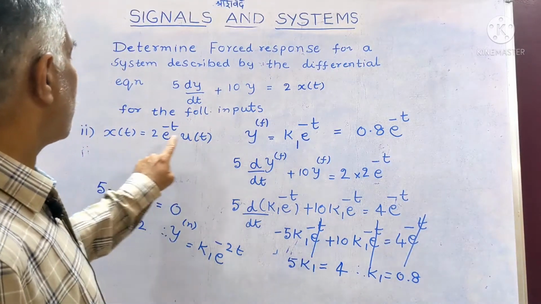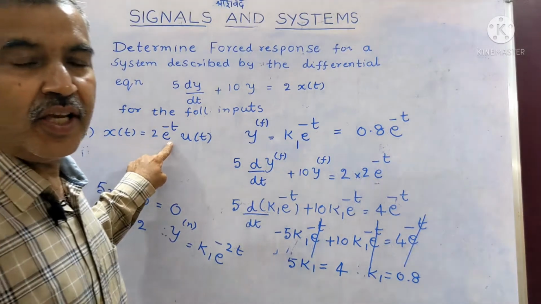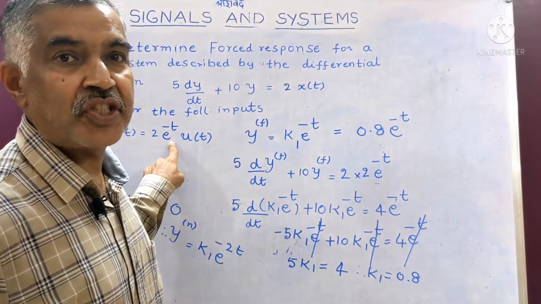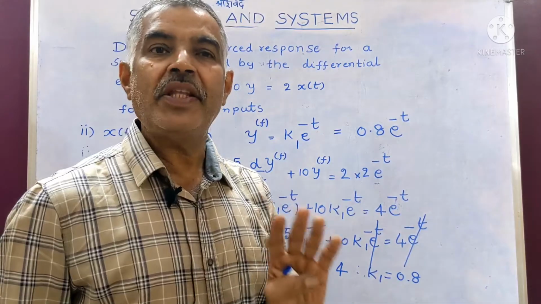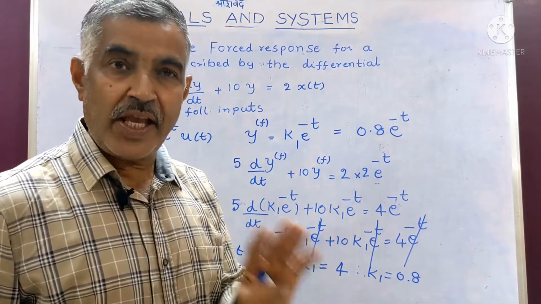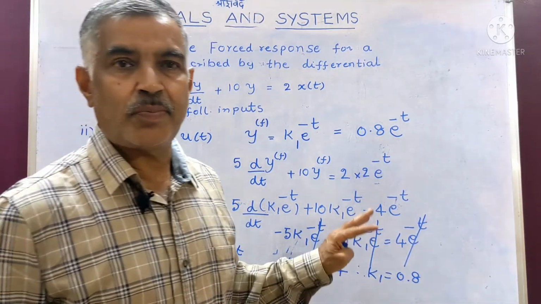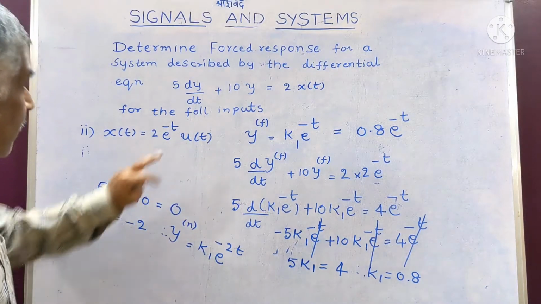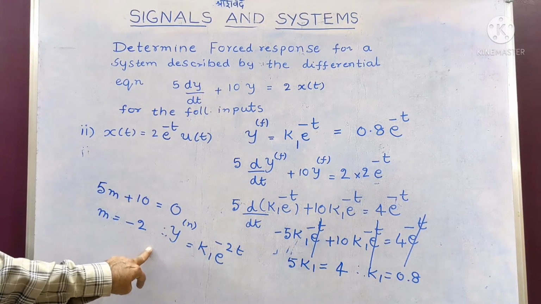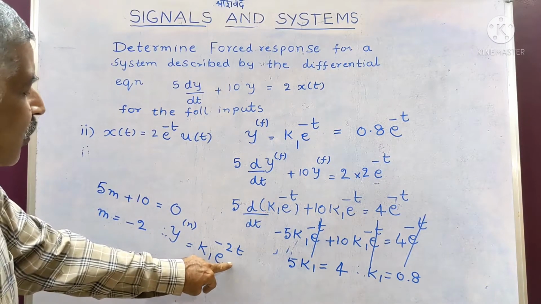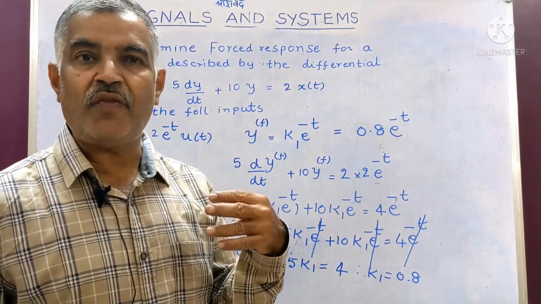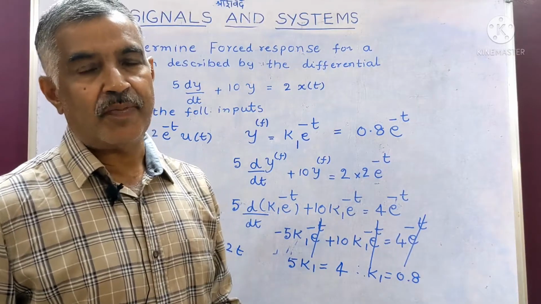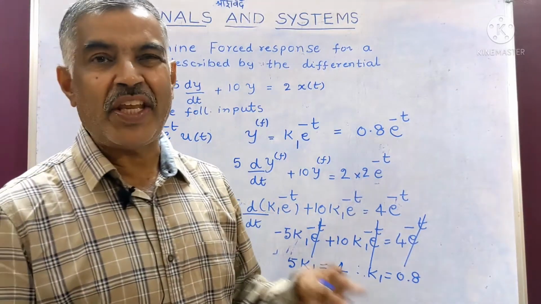Now look into the input. The input contains e power minus t. So that e power minus t should not be there in the natural response. See, in this same problem, the natural response contains an exponential e power minus 2t. E power minus 2t is different from e power minus t. Therefore, you need not worry.